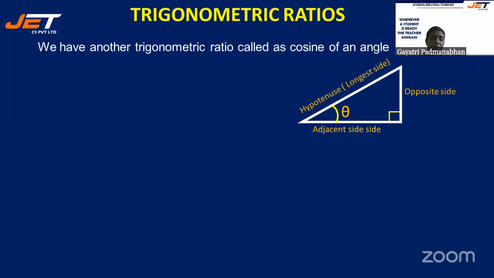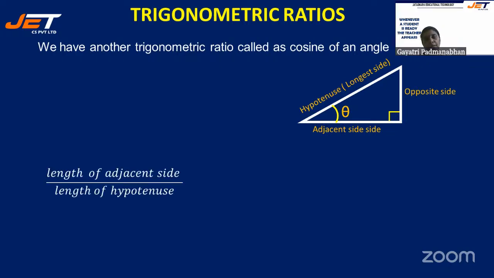We have another trigonometric ratio called the cosine of an angle. What is it? It is the length of the adjacent side by the length of the hypotenuse. For sine, we took the opposite side; now for cosine, we are taking the adjacent side. That is called cosine theta, or cos theta.